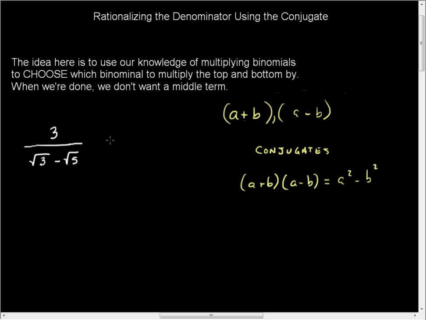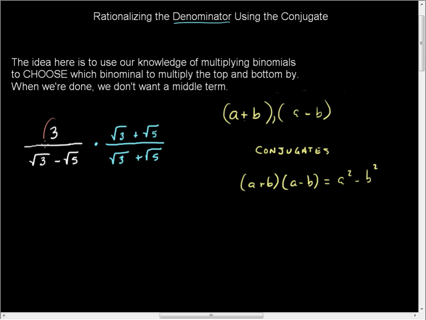So we're going to use this idea here, the idea of the conjugate, and we're going to multiply the top and the bottom by conjugates. And so everything is done on basis of the denominator, because that's what we want to rationalize. So the conjugate of that is going to be root 3 plus root 5. And we want to multiply top and bottom by the same, because the effect is then I multiply by 1 and don't change the value.